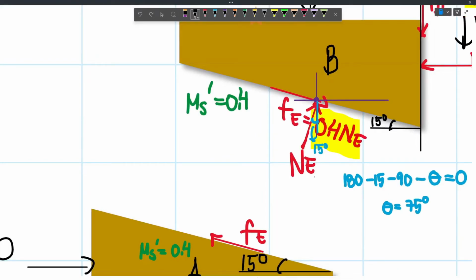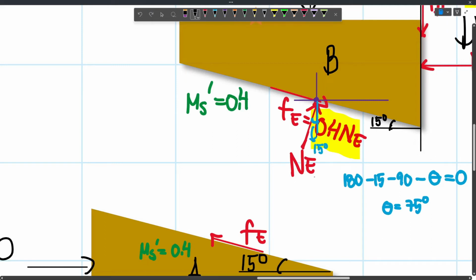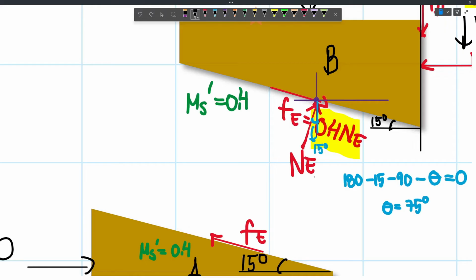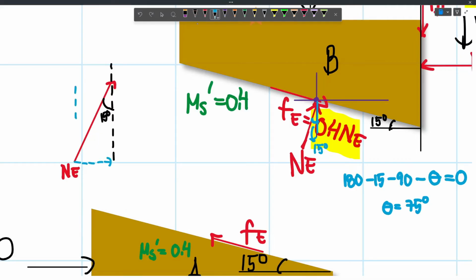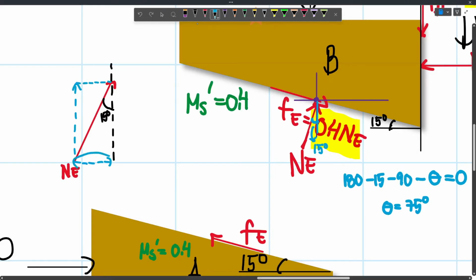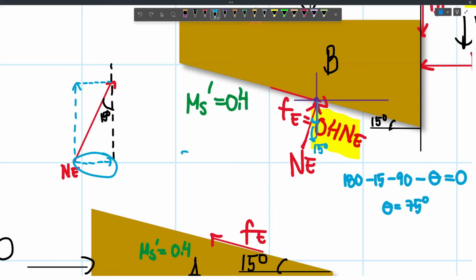Now sir, why not sine? We are not using sine because our angle is with respect to the vertical. And so if we redraw this one, we have NE, and then let's draw a vertical line. Now this is 15 degrees, and then let's say this is our horizontal component and this is our vertical component. If we extend this one, this will be the side opposite to our angle. And so we will use sine for this one, because sine theta is opposite over the hypotenuse, and so our opposite side will be the hypotenuse times sine theta. It will be this one.